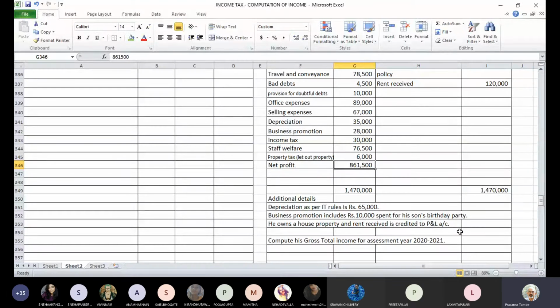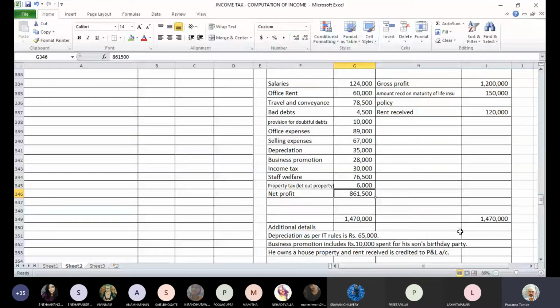And finally, the net profit is given. Then you are given some additional information saying that depreciation as per IT rules is so much. Business promotion includes 10,000 spent for his son's birthday party, and he owns a house which is given on rent, and the rent received is credited to profit and loss account. So these are the things which are given to us.